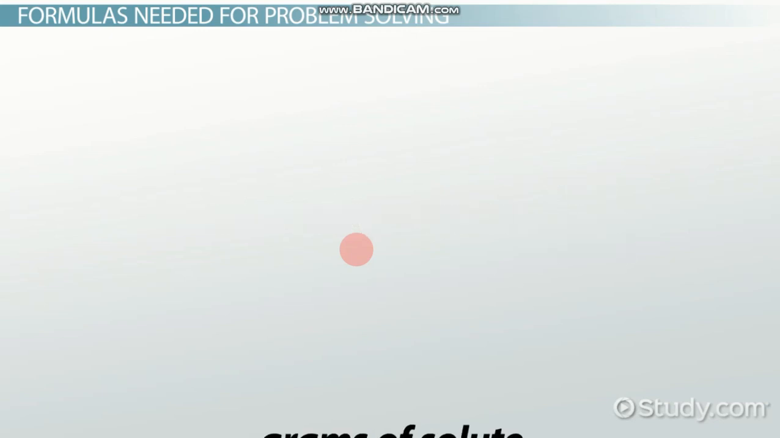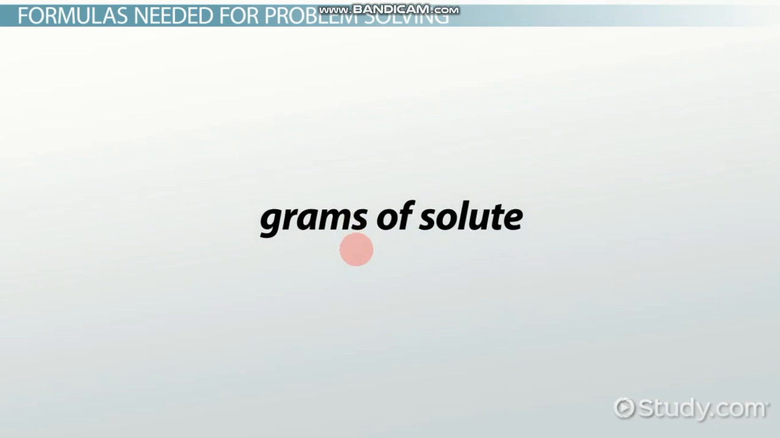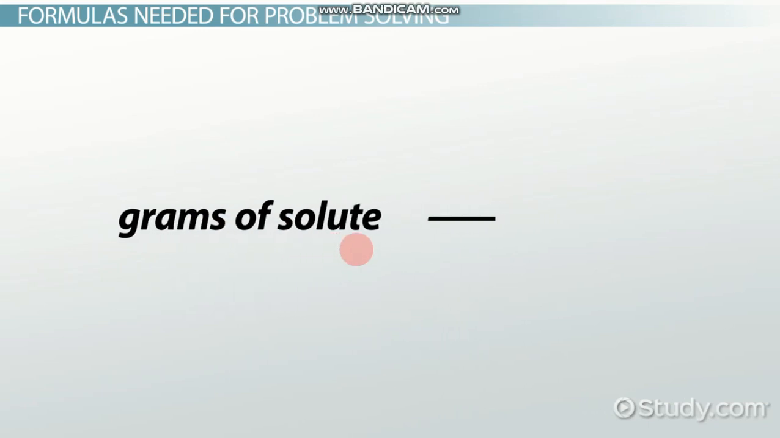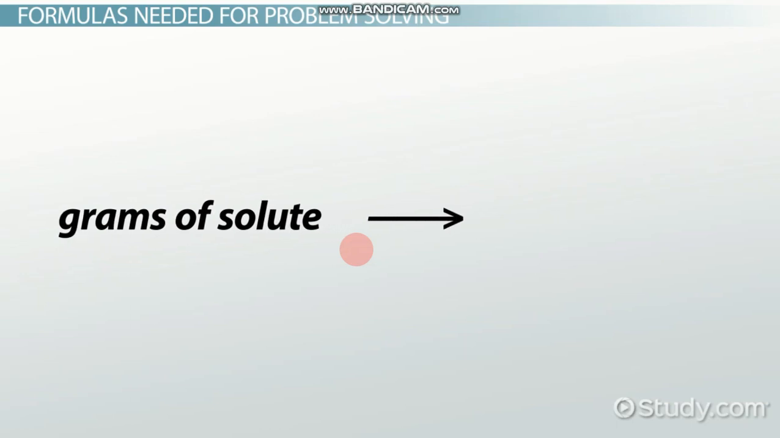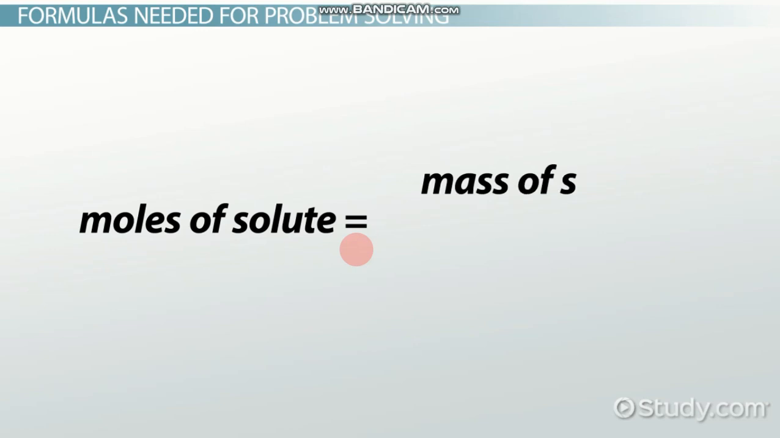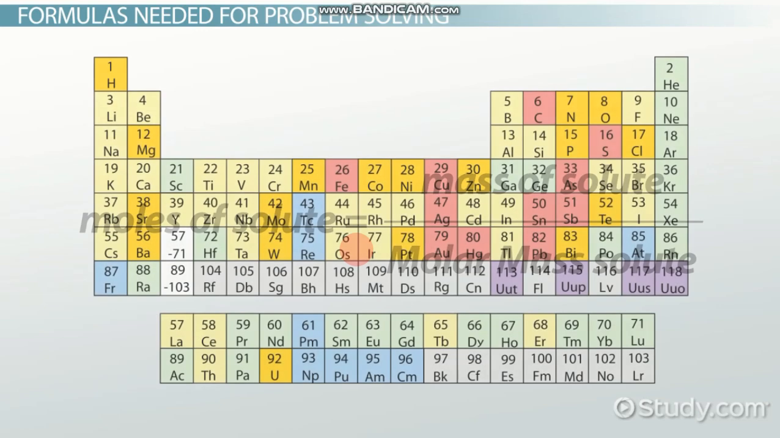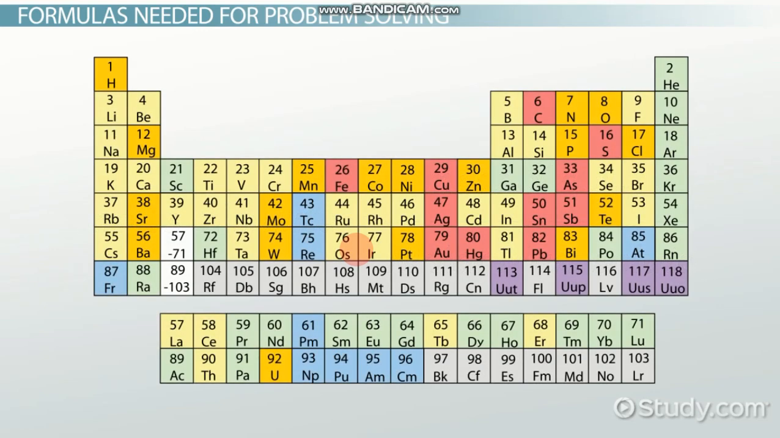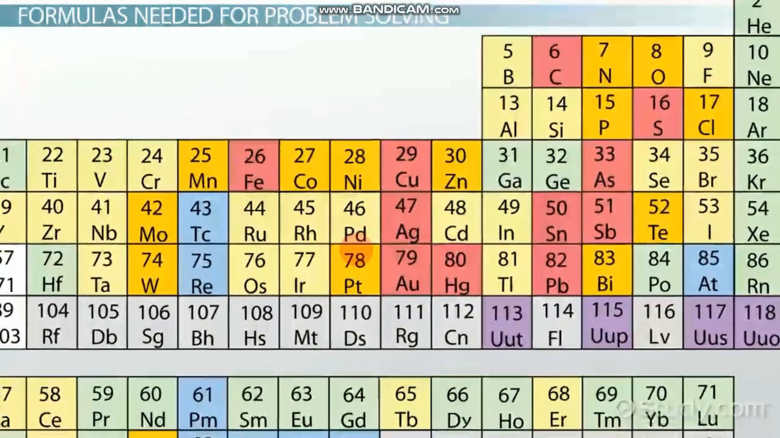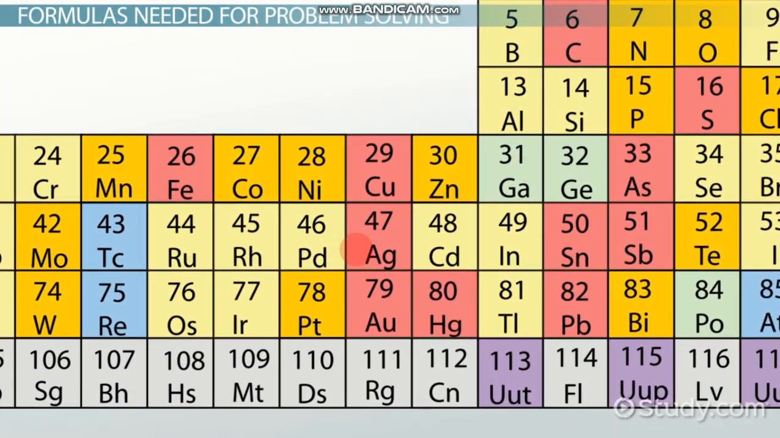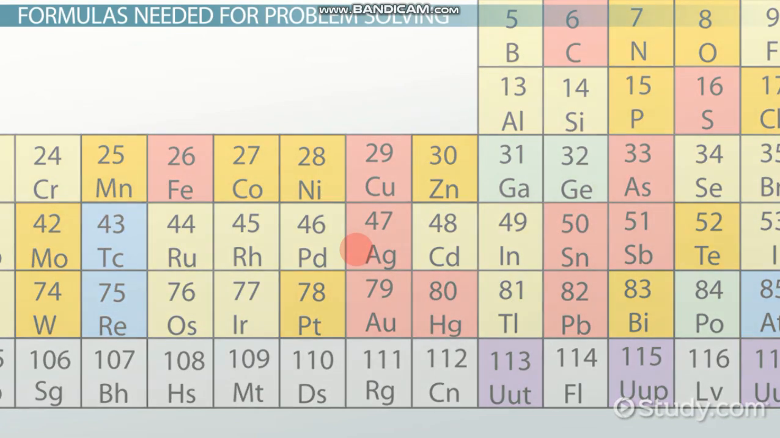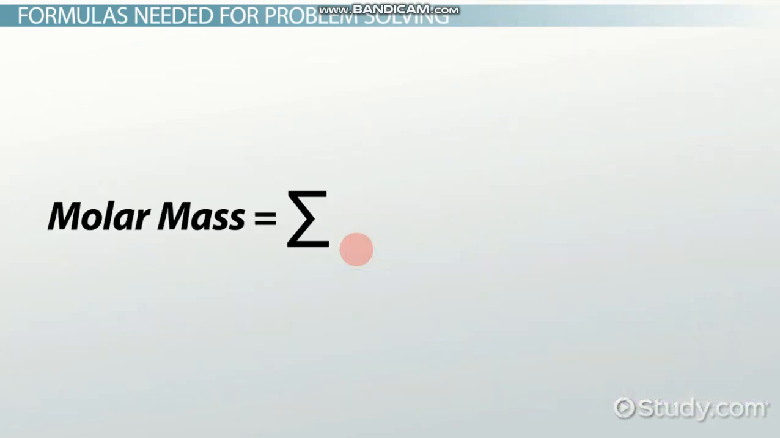Sometimes we are given the number of grams of solute. Molality is the moles of solute per kilogram of solvent. To convert the number of grams of solute to moles of solute, we follow the equation moles of solute equals mass of solute over molar mass of solute. To find the molar mass, we need to count the number of atoms for each element and get the sum of all the atomic masses of the atoms in the chemical compound. We can get these from the periodic table. The molar mass equals the sum of the number of atoms times the atomic mass of atoms.